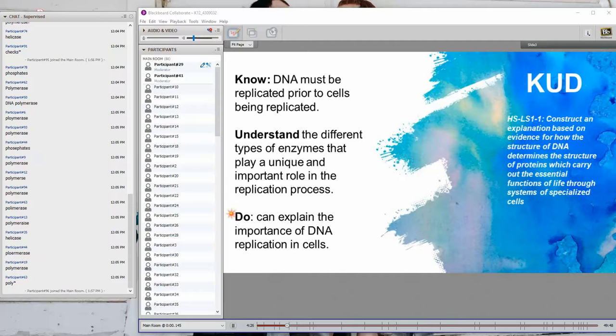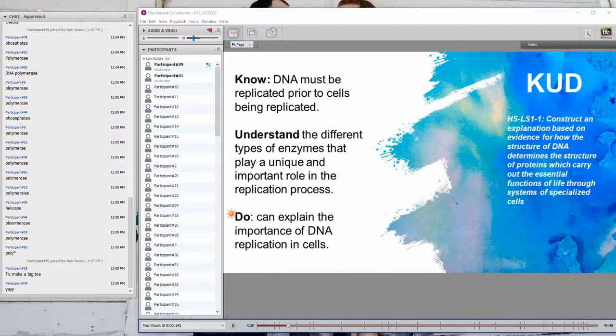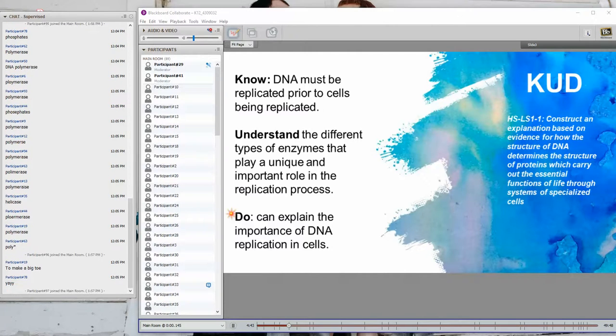All right, and lastly, what we're going to do is explain the importance of DNA replication in cells. We have so much to do today. We're going to teach you about replication. We're going to watch some fun videos of the Amoeba Sisters. And then at the end of class, we're going to give you some check for understanding questions to see if you've learned throughout today. So let's do some learning.